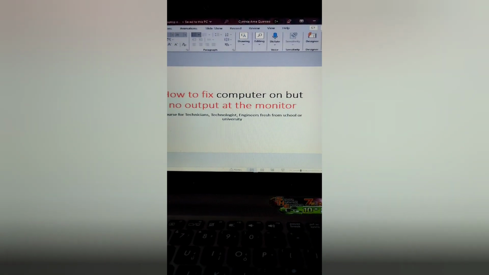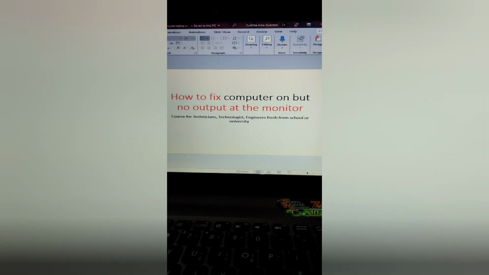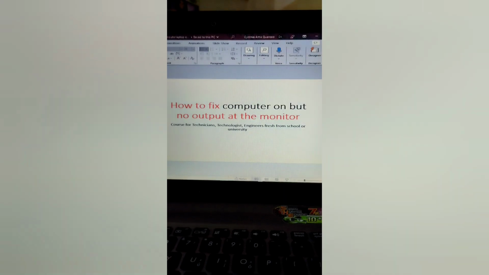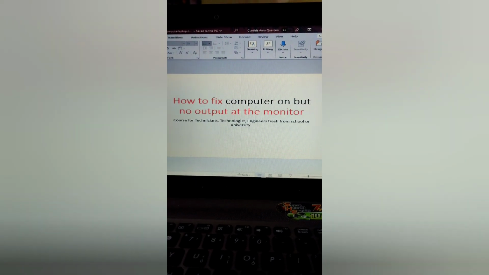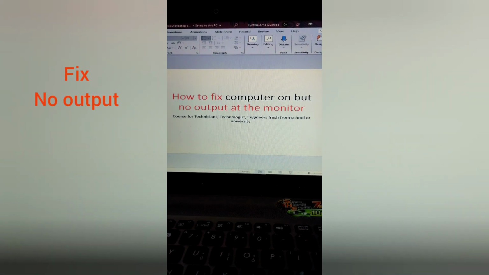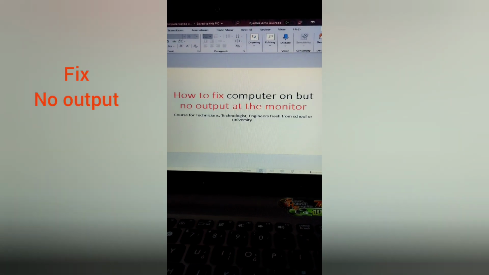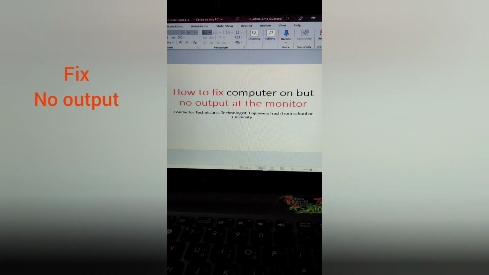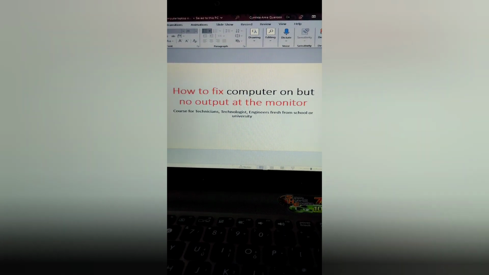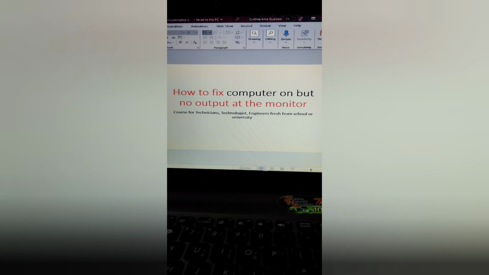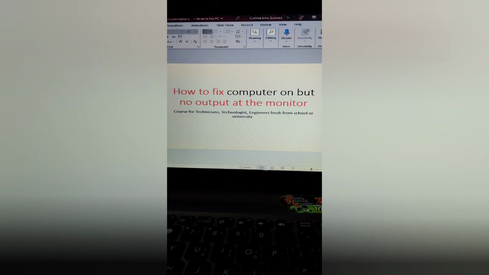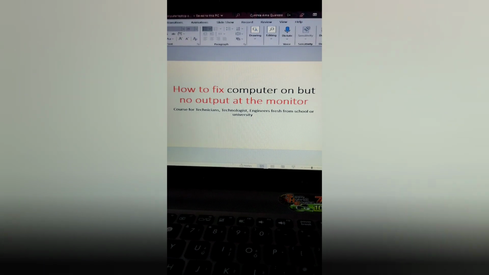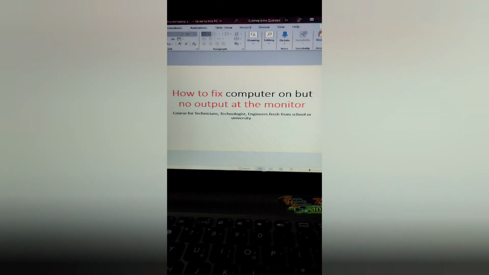When your monitor is on but you don't have an output, there are a number of things that you can do. One, you have to move your mouse or touch any key on the keypad to see if the sleep mode can resume. Once the sleep mode is able to come back, it means your system is working well.